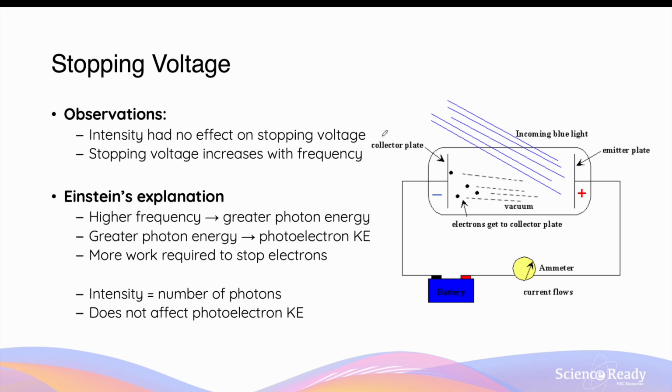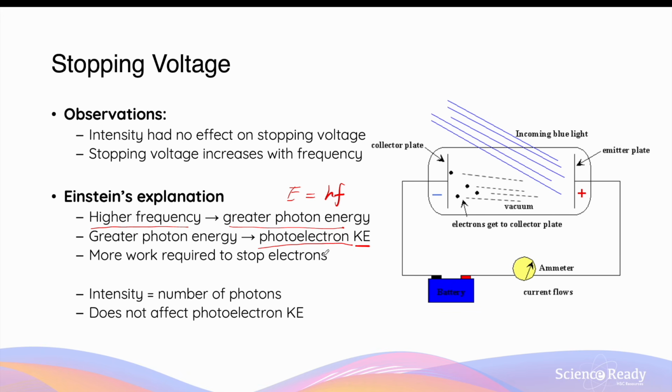So Lenard made two key observations that contradicted the predictions made by the wave model of light. The first observation that Lenard made was that intensity had no effect on the stopping voltage, and in fact the stopping voltage increases with the frequency. Using Einstein's quantum model of light, a higher frequency light means that the photon has more energy because energy is given by hf. The increased amount of energy will be transformed into the photoelectron's kinetic energy.